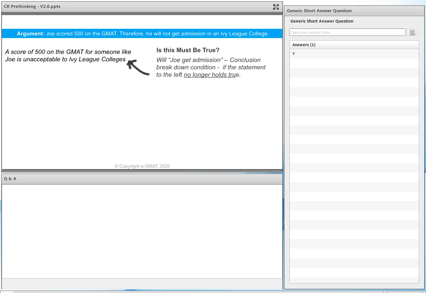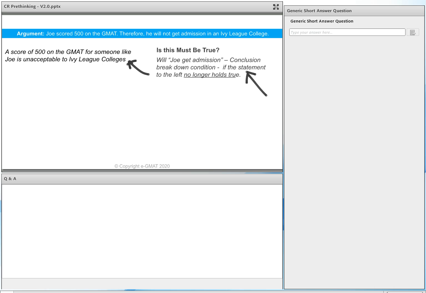Let's ask this question: will Joe get admission, or will the conclusion be destroyed if the statement to the left no longer holds true? Here is something that you need to know. I want to slow down over here. If you say that a statement no longer holds true, then by definition, you're also saying that its negated version holds true. I'm going to explain this later on. But if you're saying that a statement is not true, then you're saying its negated version is true.